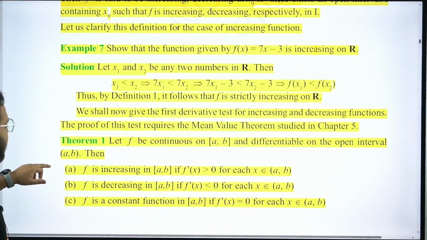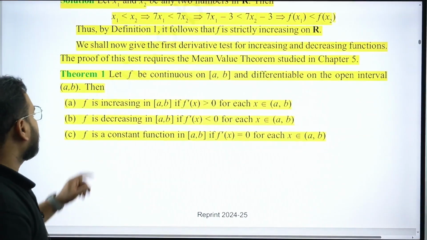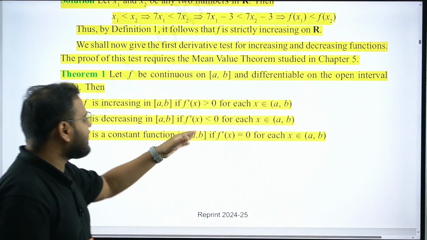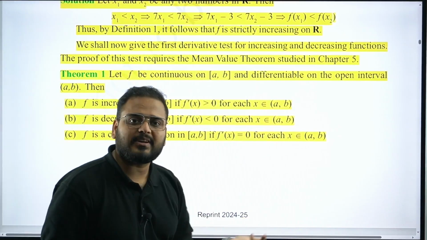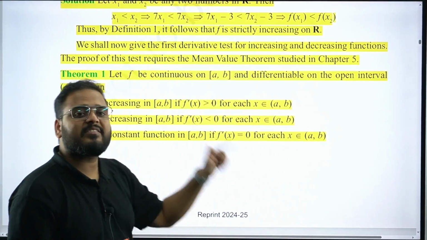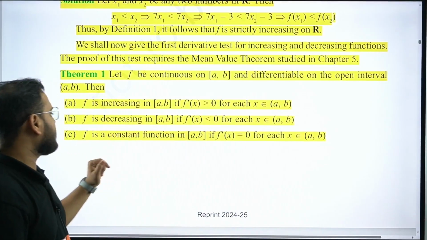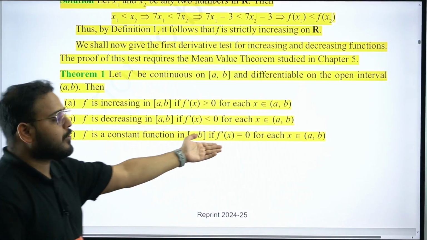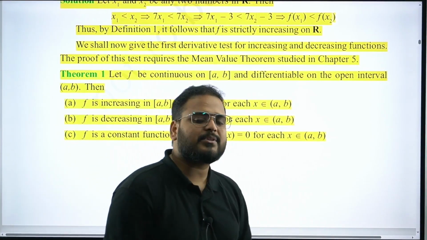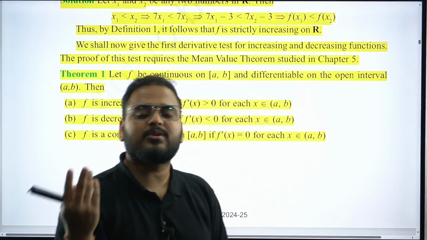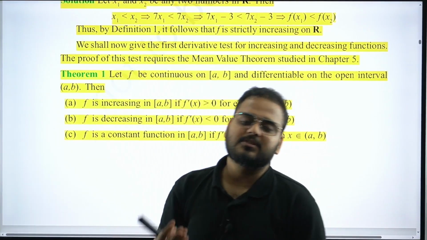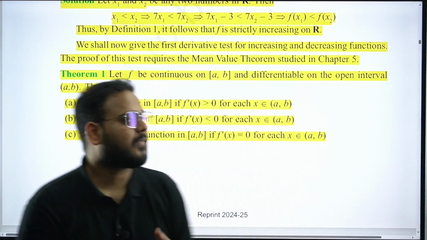Please go through it. Theorem number 1: in the interval (a, b), the derivative is greater than 0 means it will be an increasing function. First derivative test, right? Derivative greater than 0 means increasing function. Less than 0 means decreasing function. Constant means the derivative will be equal to 0. Why? Derivative is 0 means it's a constant function, right? y equal to 2. Derivative is how much? 0. That's why it's a constant function. Okay? Please check.